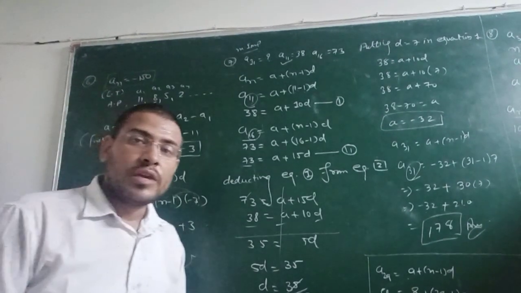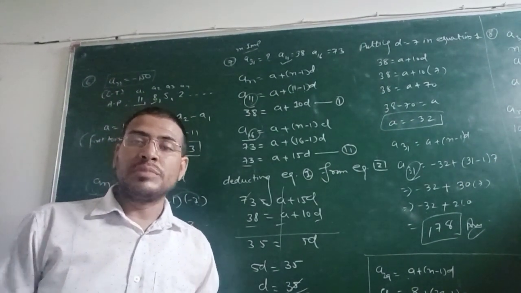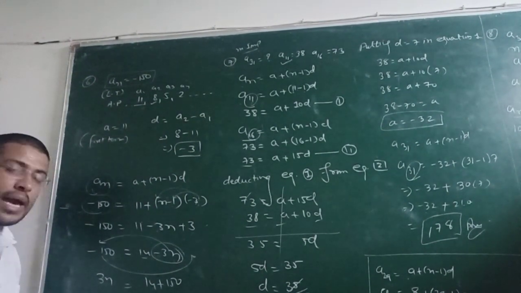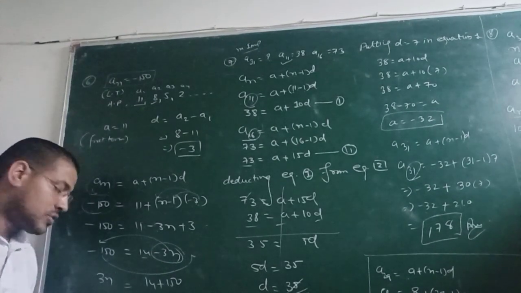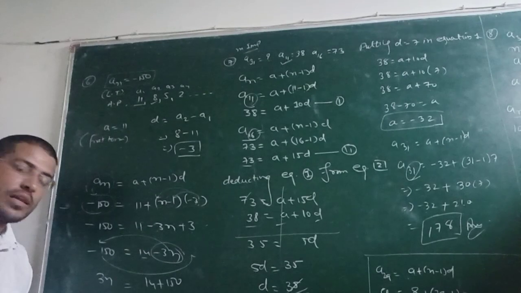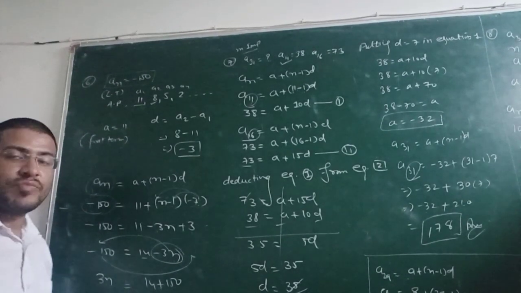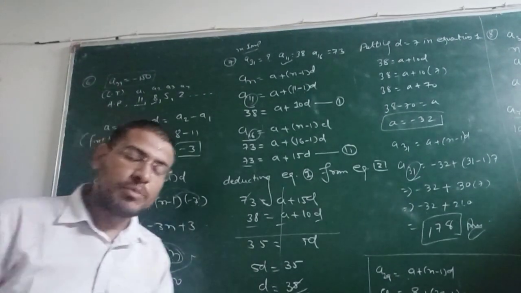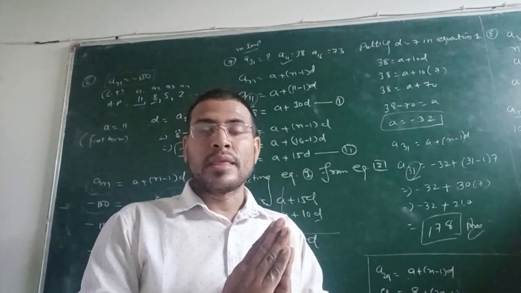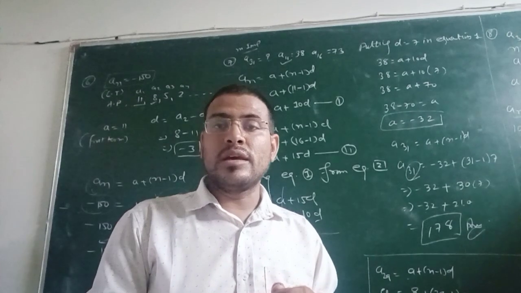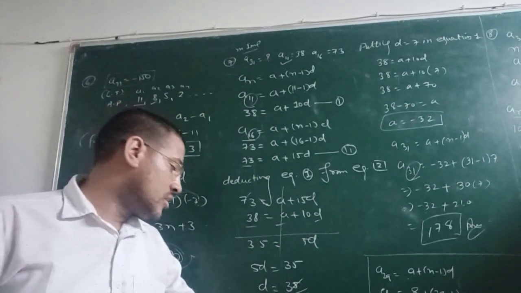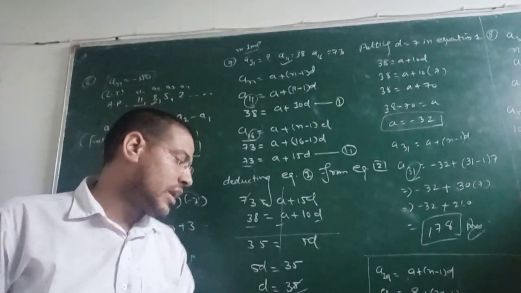Now friends, to find the missing value n: n is multiplied by 3, so 3 goes to the other side as division. 164 divided by 3, you will get n is equal to 54.666. That means exactly we are not getting 150 on the same stage. So if we don't get it exactly, it is to be said: no, minus 150 is not a term of the arithmetic progression 11, 8, 5 and 2.